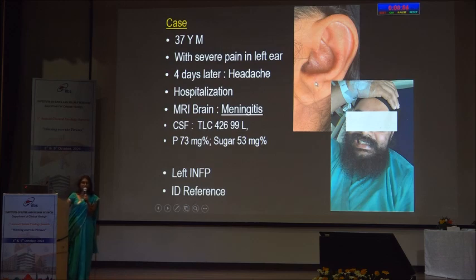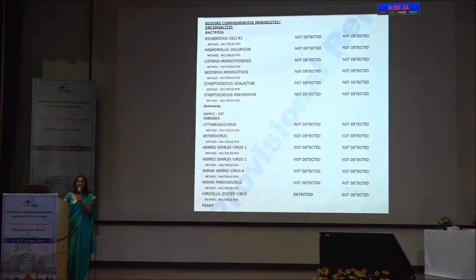So what do you think it is? He was having severe pain in the left ear. When we examined, he also had certain vesicular eruptions here. This was shingles or herpes zoster, which presented as meningitis. So usually encephalitis, but VZV also has meningitis as the presentation. The CSF Biofire was done, which detected varicella zoster here.